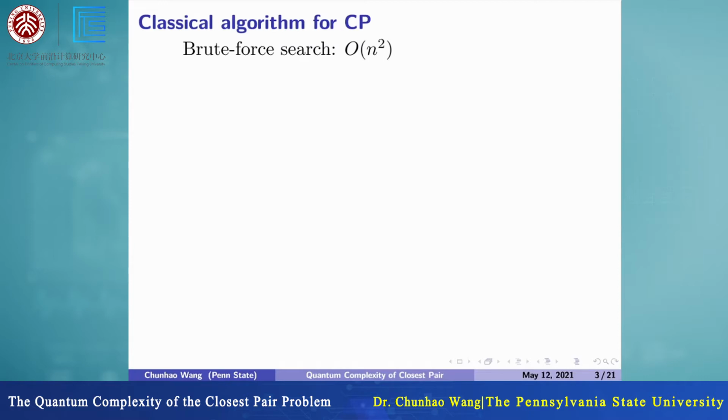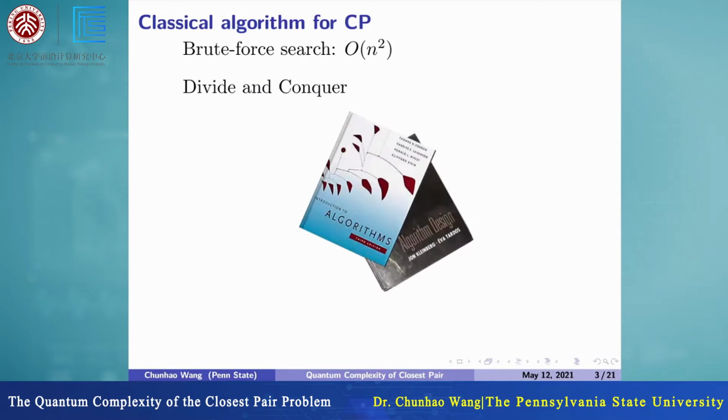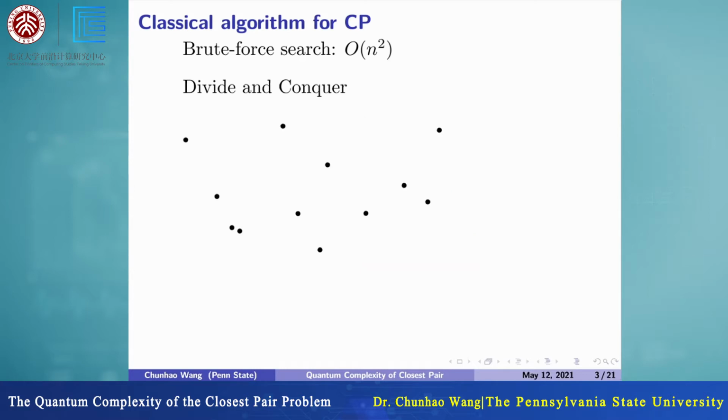You can do something smarter. You can use a divide and conquer algorithm, which is taught in algorithm textbooks. If you don't have a computer science background, or if you haven't taken an algorithm design course, I'll briefly show this divide and conquer algorithm. The idea is like this. You first divide the points into halves. Then you recursively find the closest pair from the left-hand side, and also find the closest pair on the right-hand side.